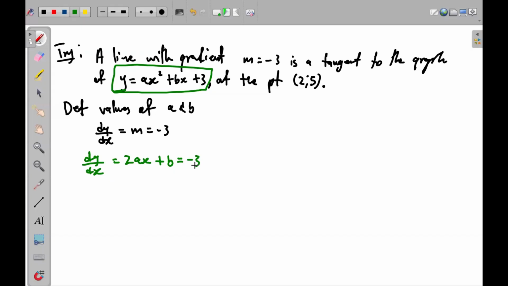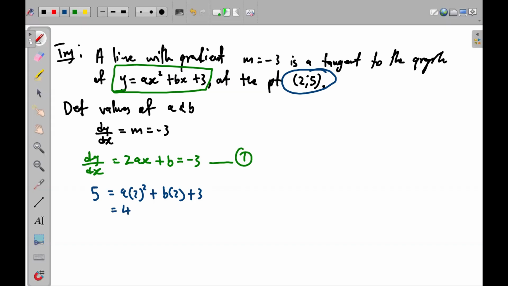So we already know it is equal to -3. So this is going to be my first equation. My second equation will come from the fact that I have a point of tangency. I have the full coordinates of the point of tangency. So when I substitute into the original now, y is 5 and x is 2. And I want you to see why I said simultaneous, because now this gives me my second equation.